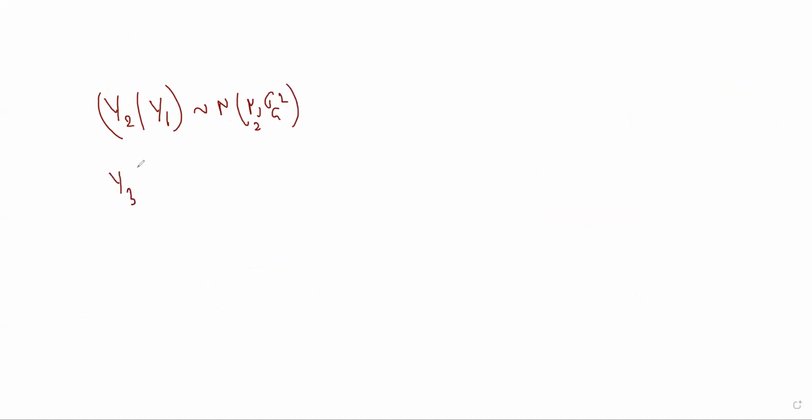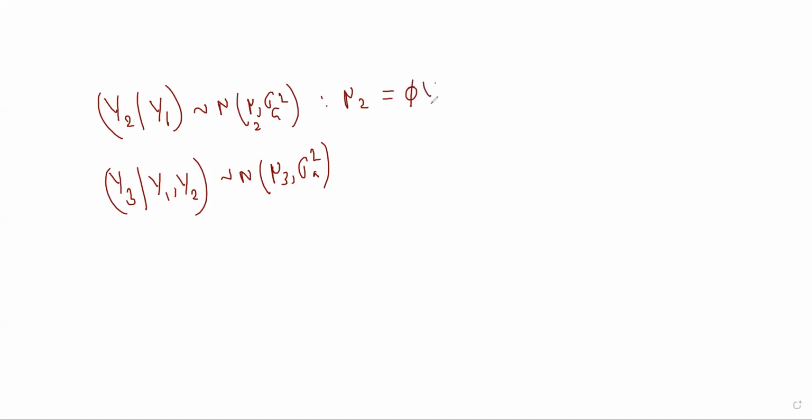Then you have y3, normal mu3 sigma s square. Okay? Where mu2 is 5y1. Here your mu3 is, what was that? 5y2 plus theta y2 minus 5y1. Correct?